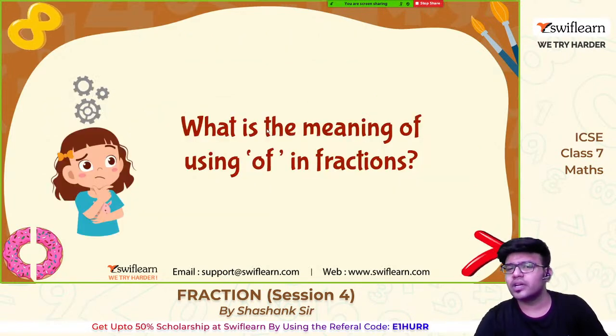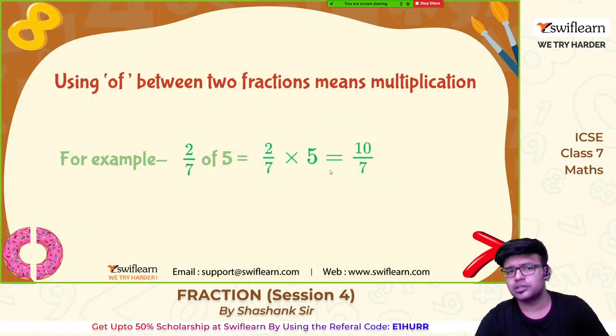So what is the meaning of using "of" in fractions? Using "of" between two fractions means multiplication. For example, 2/7 of 5 means what? We need to multiply 2 by 7 times 5, which is 10 by 7.